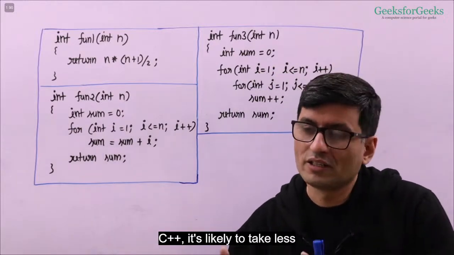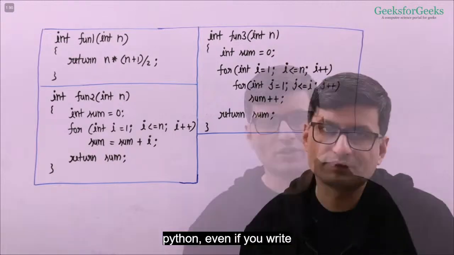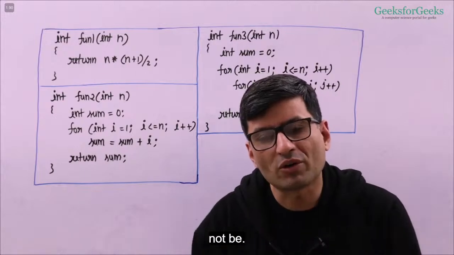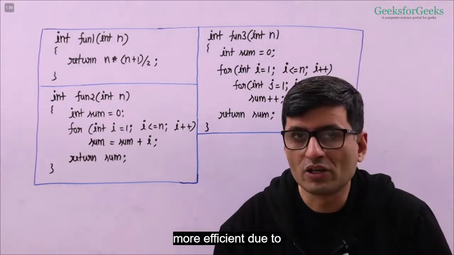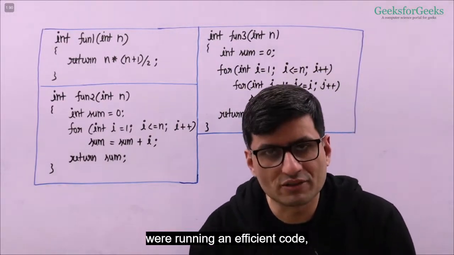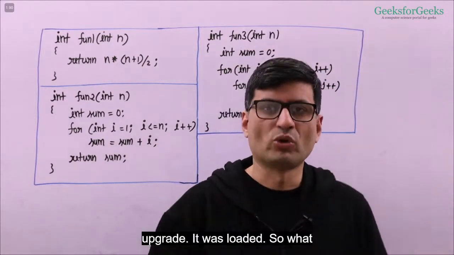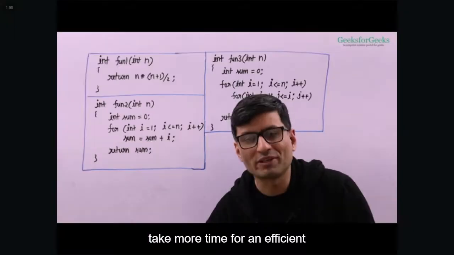If you've written C and C++, it's likely to take less time compared to Java and Python. Even if you write these three functions in the same programming language and you run on the same system, you might not be exactly able to figure out which one is more efficient due to reasons like system load. Say when you were running the most efficient of these three, at that moment your system was running a background upgrade. It was loaded. So what might happen is your system might take more time for an efficient solution.